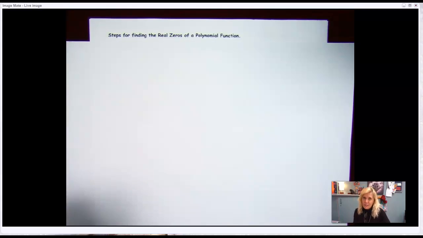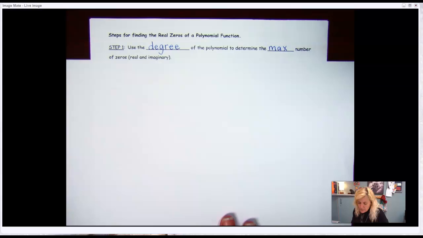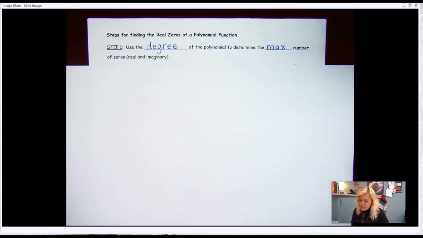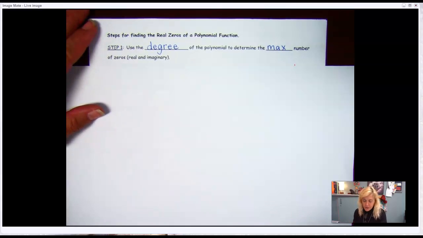Okay, so what we're going to do is put all of these theorems and all of these rules together, and you are actually going to solve for all the zeros of a polynomial. So step one, you're going to use the degree of the polynomial to determine the max number of zeros, real and imaginary. So if the degree is 4, there's going to be 4 possible zeros. If the degree is 7, 7 possible zeros. So you're going to look at the degree first.